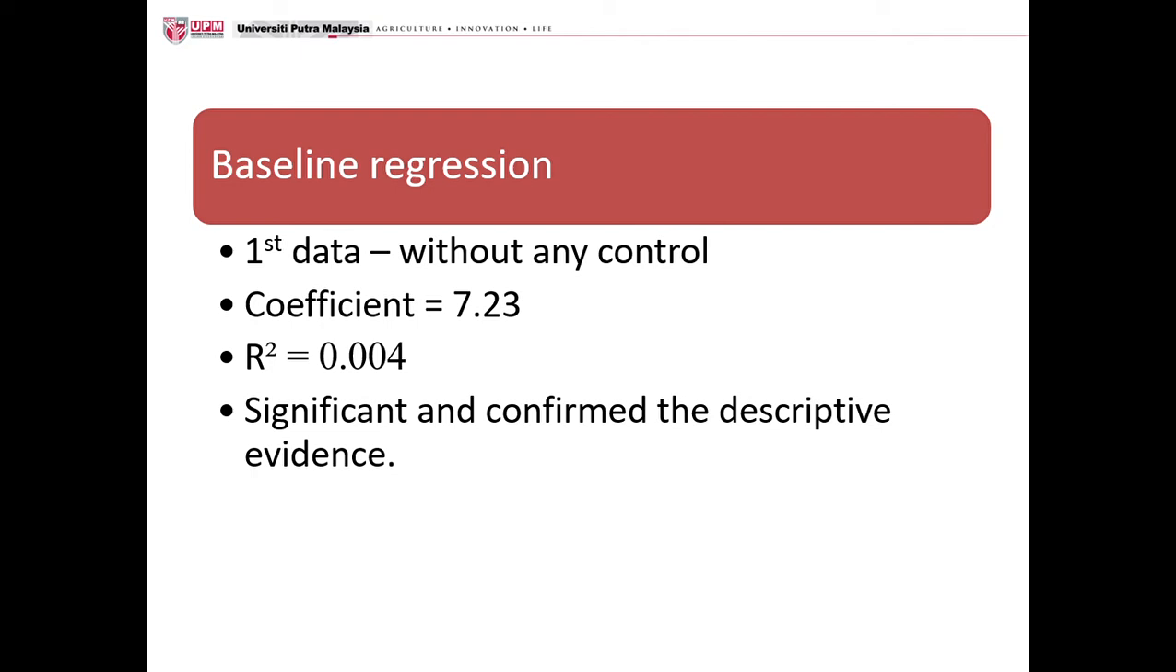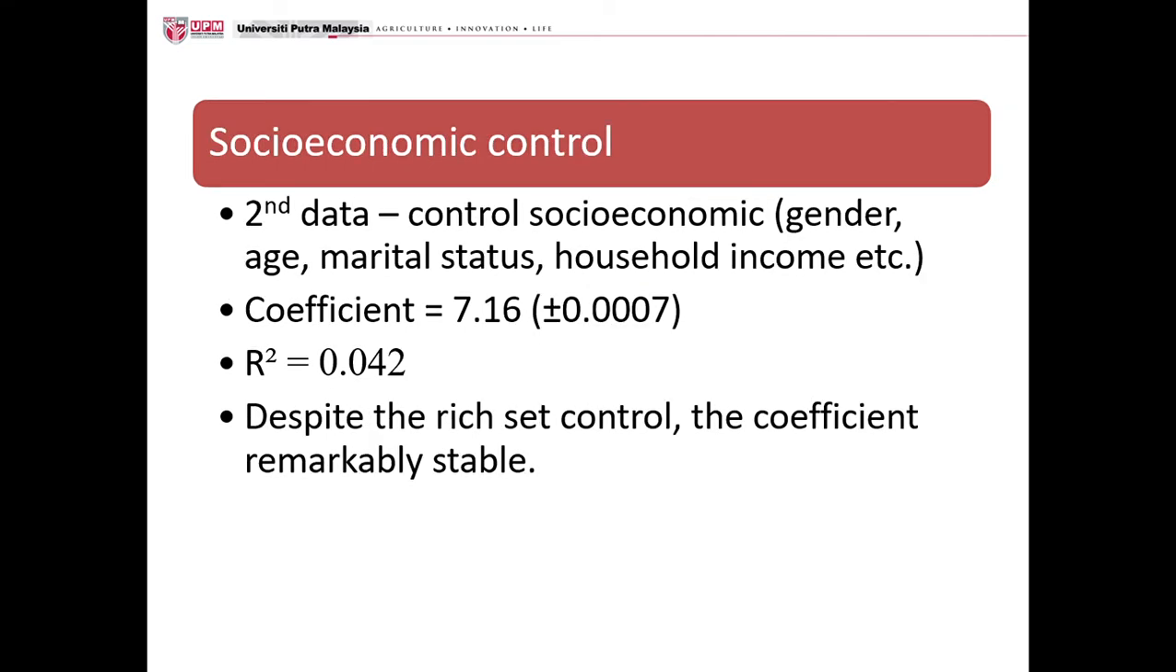So the experience of being bullied at school is associated with a coefficient value of 7.23 and an R squared value of 0.004. So from this estimate, we can say that it is significant and comes from the descriptive evidence, which says that bullied people are more likely to give positive support to the redistribution in adulthood.